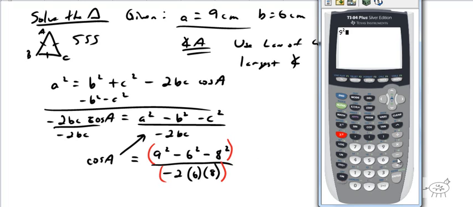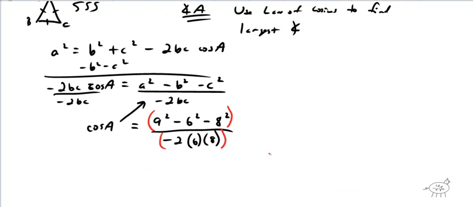So it's 9 squared minus 6 squared minus 8 squared equals. That's my parenthesis. Divided by, now I'm going to put parentheses in there. Parenthesis negative 2 times 6 times close parenthesis, hit enter. Okay, nice value. So cosine of A is 0.1979. So let me write that in here.